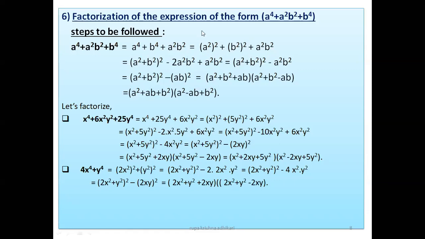a square plus b square can be written as either (a plus b) whole square minus 2ab, or (a minus b) whole square plus 2ab. Depending on the situation prevailing, you need to use the formula. So here I am using which form? (a plus b) whole square minus 2ab. That is, in place of a I have a square, in place of b I have b square. So a plus b means (a square plus b square) whole square minus 2a square b square, plus a square b square as it is.